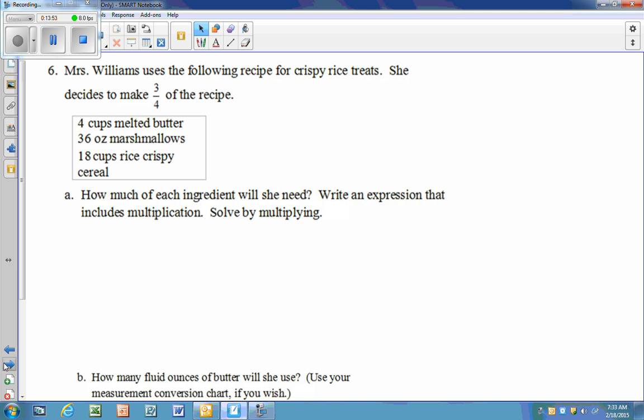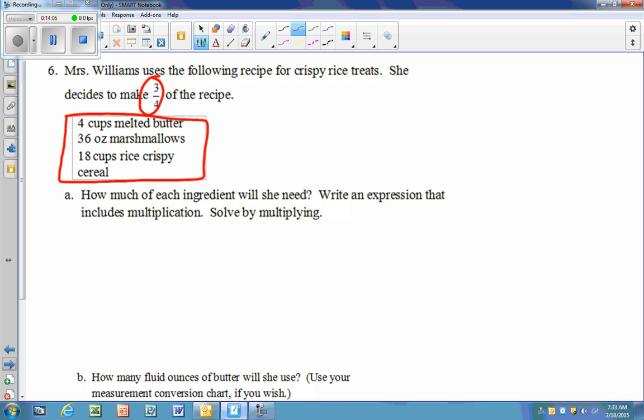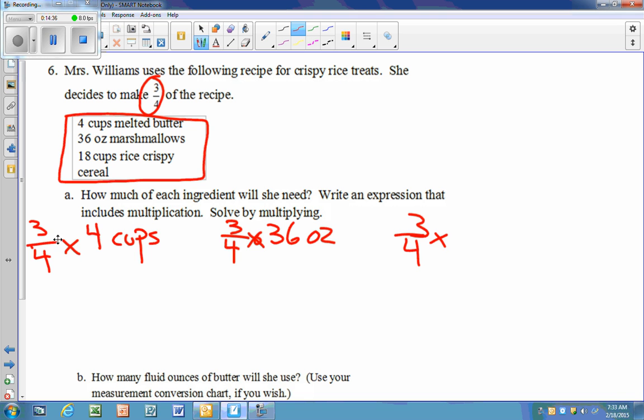Now the last question is about Miss Williams using the following recipe for her crispy rice treats. She wants to make 3/4 of the recipe. So that means each thing in here I only want 3/4 of because I'm not making a whole recipe. And it says how much of each ingredient will she need? Write an expression that includes multiplication and solve by multiplying. So I want 3/4 of 4 cups. I'm also going to get 3/4 of the 36 ounces and 3/4 of the 18 cups.